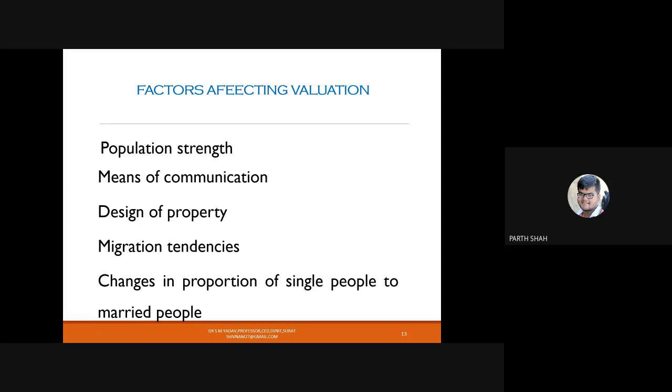If we talk of the cities which we call an old city or court city, in court city areas the houses were of a width of around 10 to 12 feet and a depth of 70 to 80 feet. But with the development of nearby areas of the city, people may like to migrate from densely populated court areas to the areas surrounding the city, and thus the migration tendency of the people from densely populated areas to newly developing areas may affect the value of a property. Change in proportion of single people to that of married people, this is another social aspect by which the value of property may be affected.